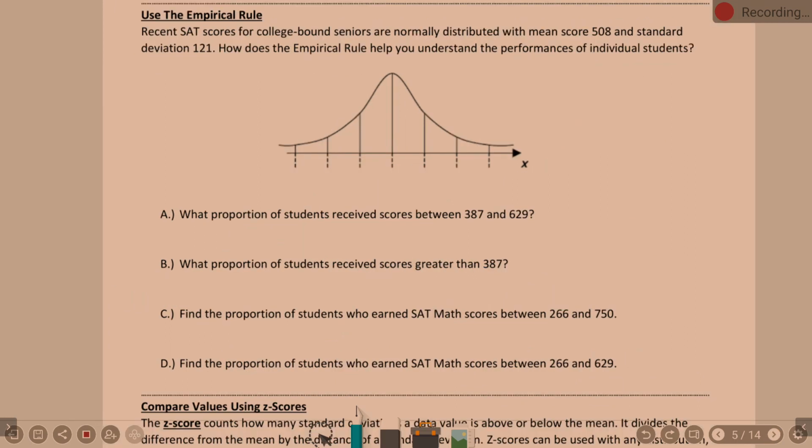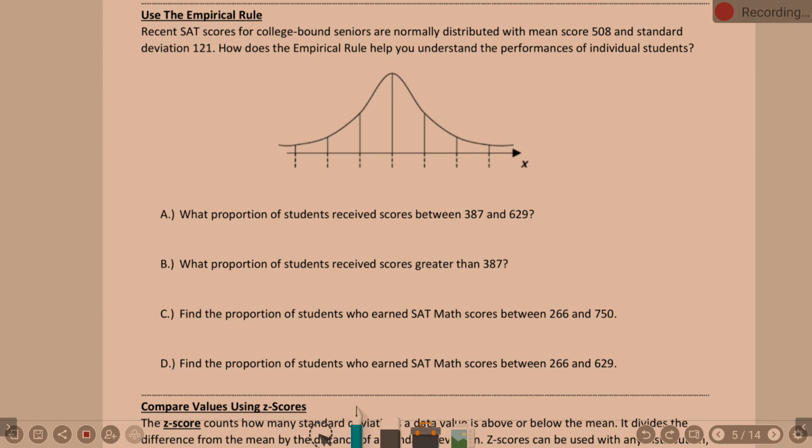Recent SAT scores for college-bound seniors are normally distributed with mean score 508 and standard deviation 121. How does the empirical rule help you understand the performances of individual students? Now, technically, we could just go into the questions. However, I left you a blank normal distribution curve, didn't I? And my suggestion is we fill in information on it.